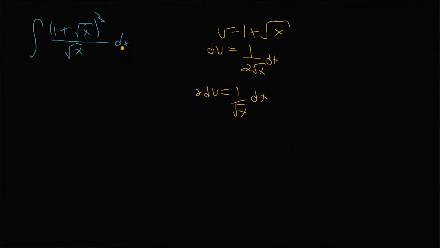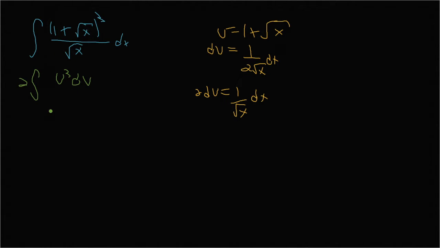Now we can rewrite this in terms of u. So let's do that. We have this integral, and we said this is u, so we just have u cubed, but multiplied by 2. We can pull that 2 up front because it's just a constant coefficient. And the du encompasses the 1 over square root x and the dx.